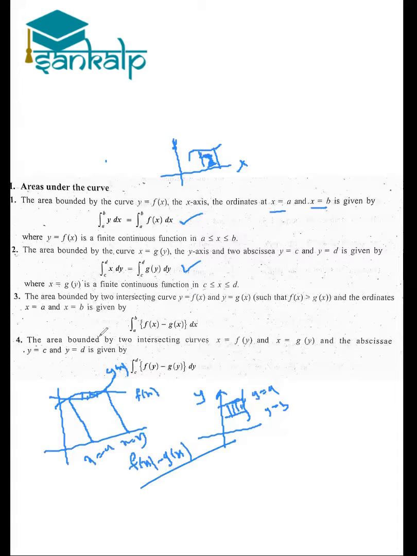Next, fourth one, the area bounded by two intersecting curves x is equal to f of y and x is equal to g of y, and the abscissa, y equal to c and y equal to d, is given by integral c to d of f of y minus g of y dy. So here it was ordinates, which means bounded by the x-axis; here it is bounded by the y-axis. Okay, so next point.